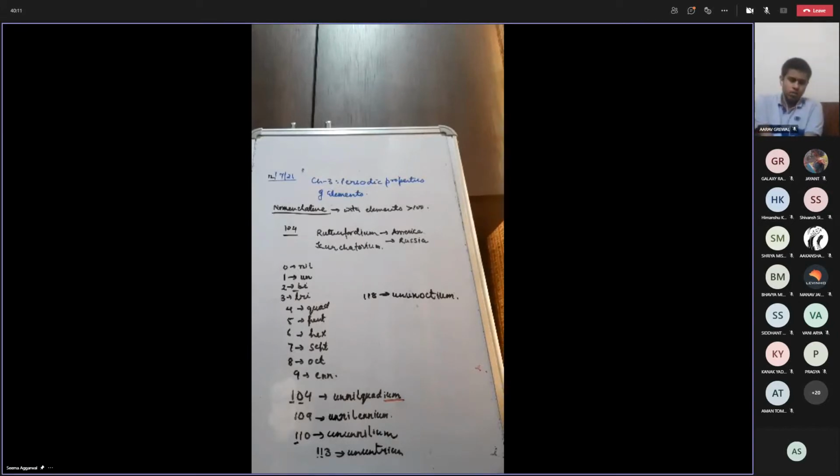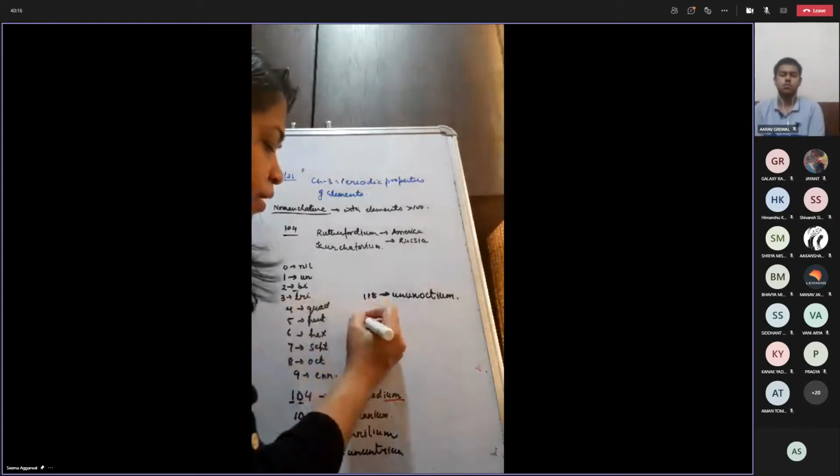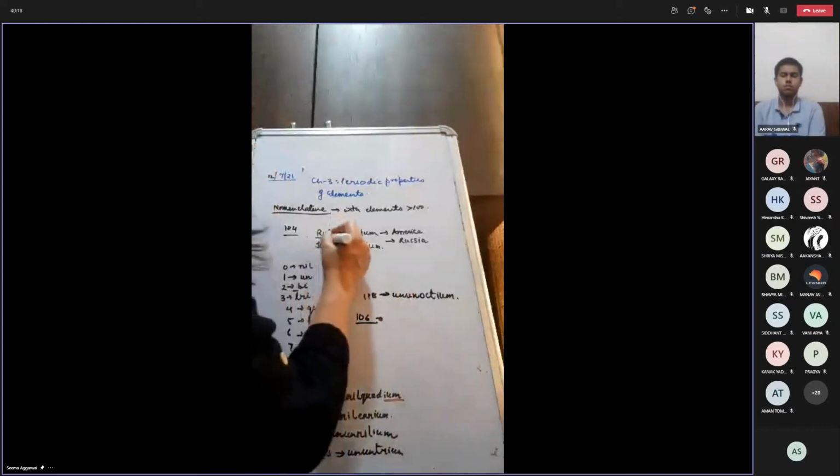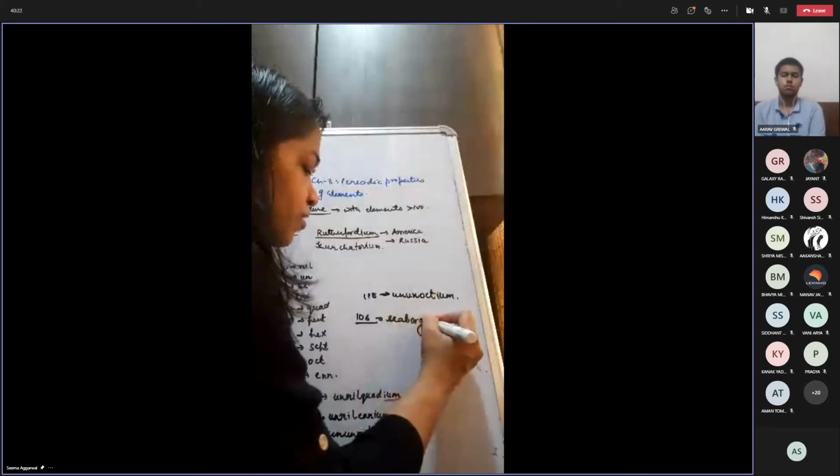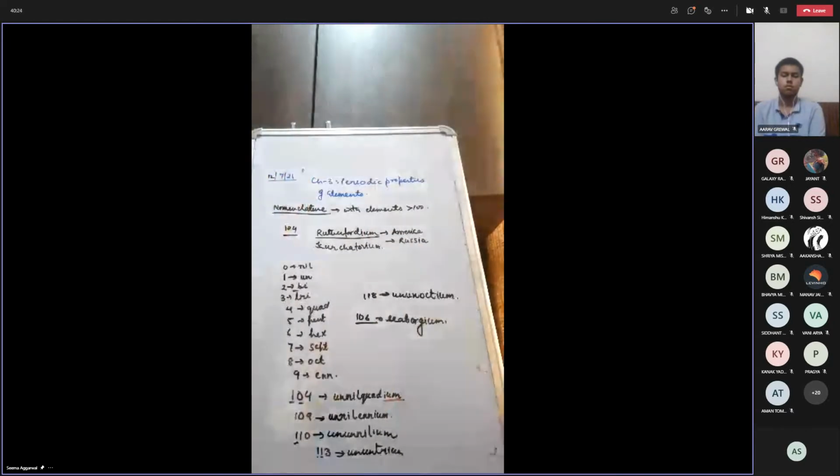That is element number 106. Element with atomic number 106. This was called Rutherfordium. So this was called Seaborgium. But nowadays we are using its IUPAC name.